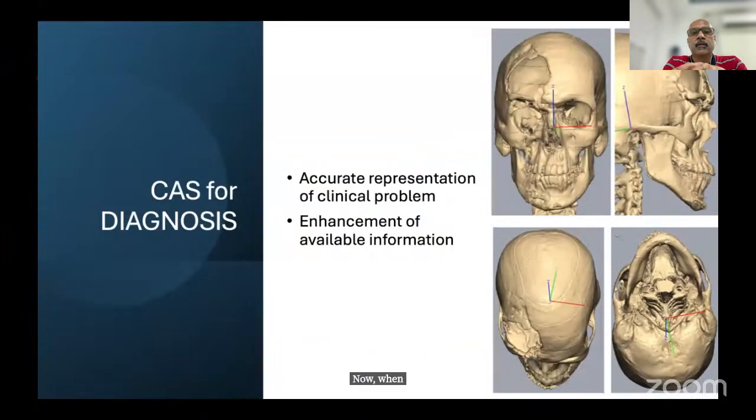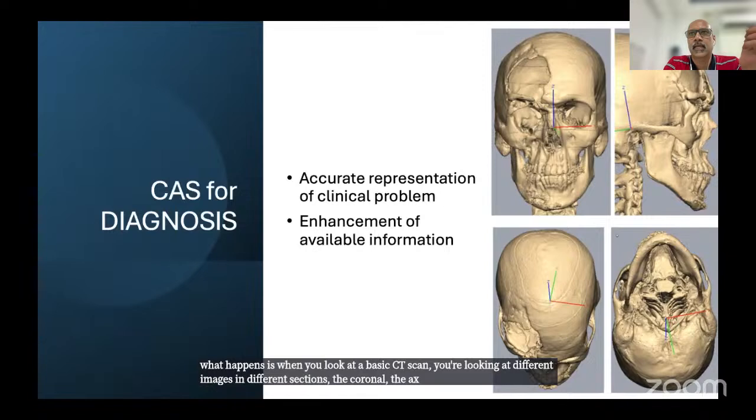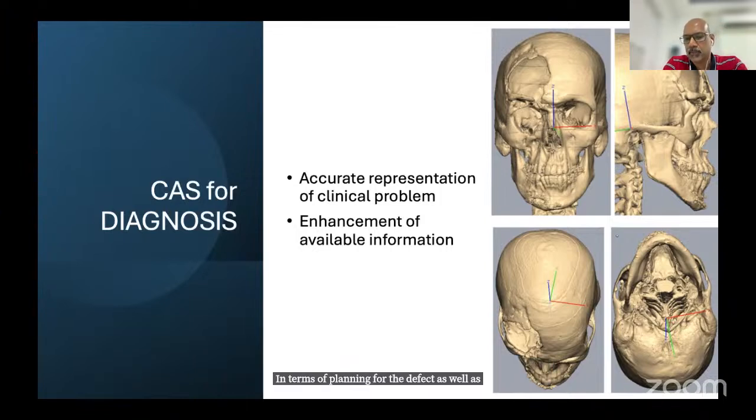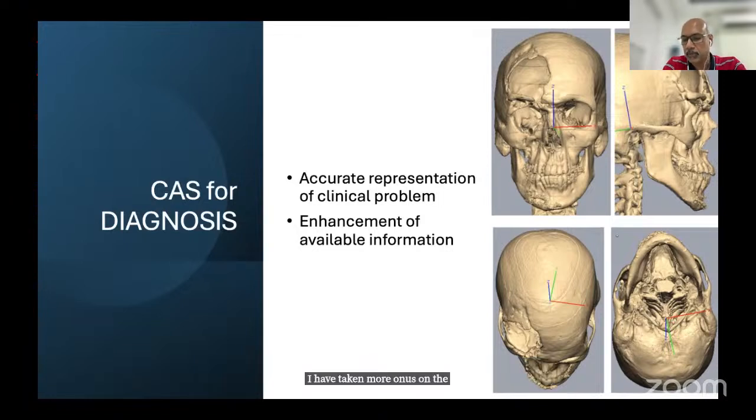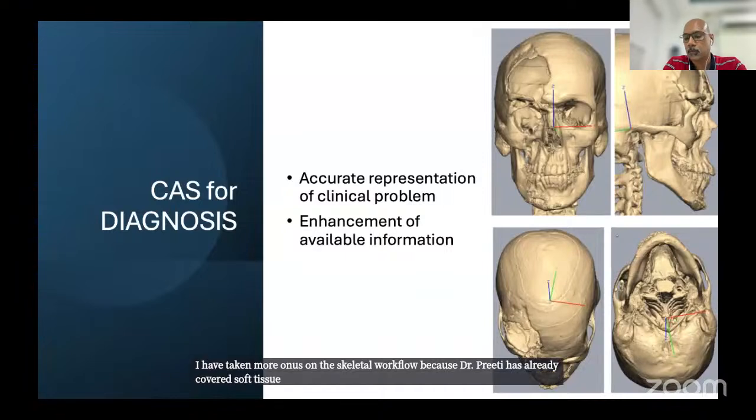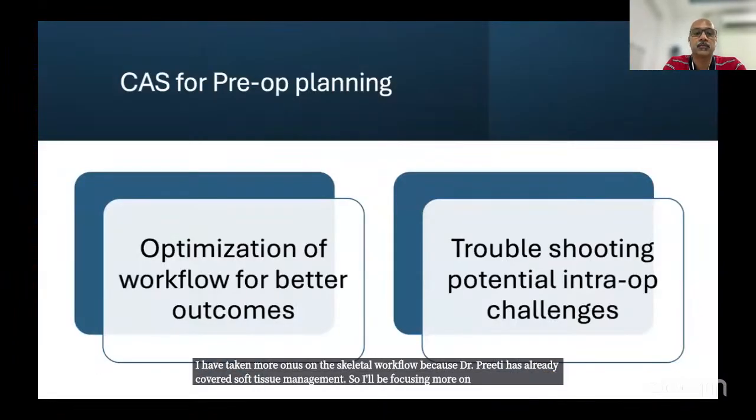Now, when you look at presentation, with a basic CT scan you're looking at different images in different sections: the coronal, the axial, as well as the sagittal planes. But the simplest improvement is getting reformatted three-dimensional volume models, which give us much more value-added data in terms of planning for and accessing the defects. Now, this can be not only for the skeletal workflow, but also for soft tissue and access workflow. I have taken more onus on the skeletal workflow because Dr. Preeti has already covered soft tissue management, so I'll be focusing more on hard tissue management.